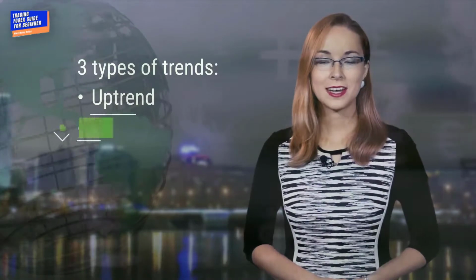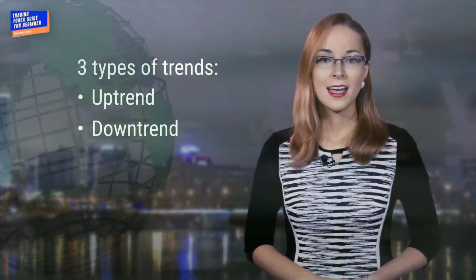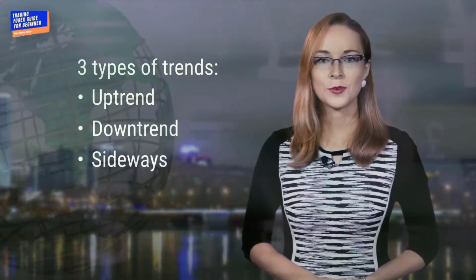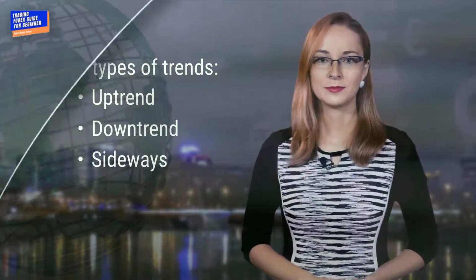The price chart. As you can see, the price never moves in straight lines. There are a series of highs and lows. The general direction of the price movement is called trend. There are three types of trends: uptrend or the bullish trend, downtrend or the bearish trend, and the sideways trend, which is also called flat or horizontal.